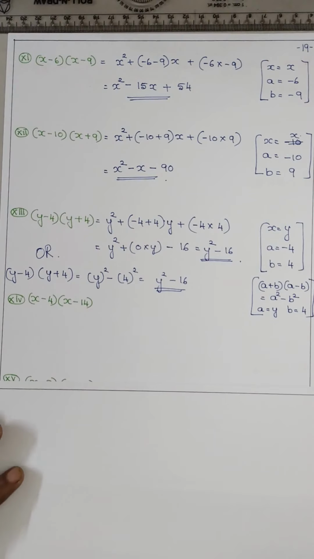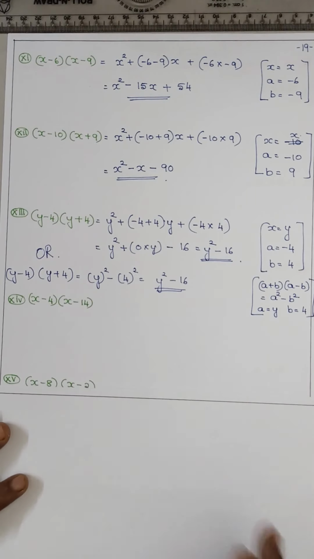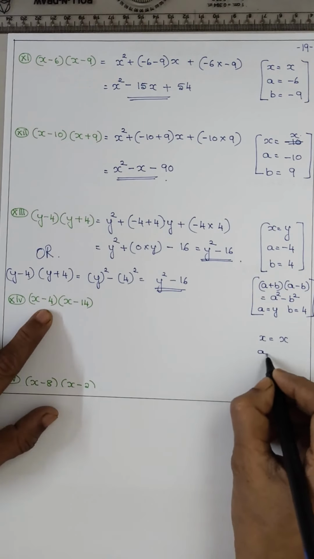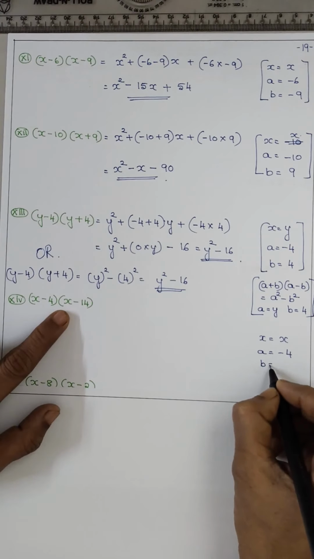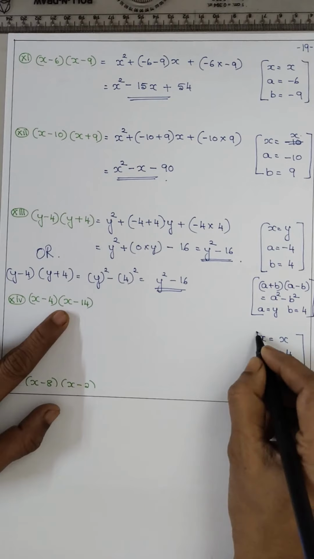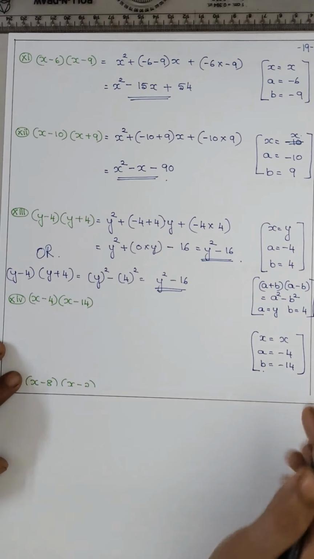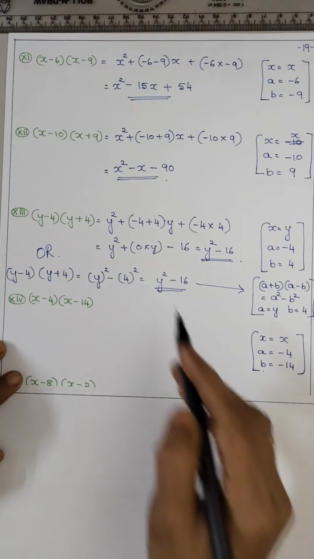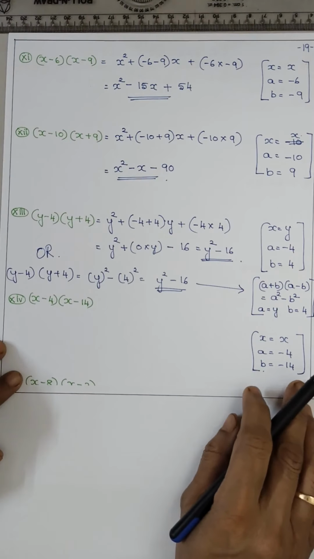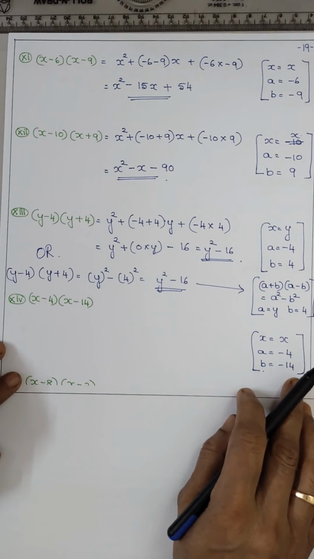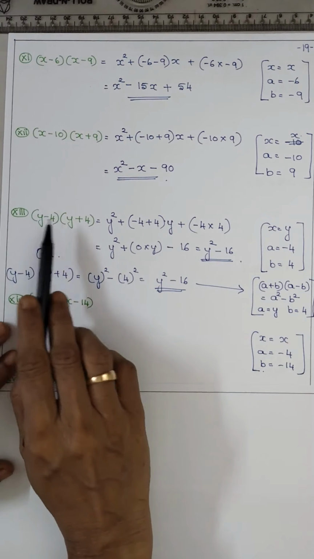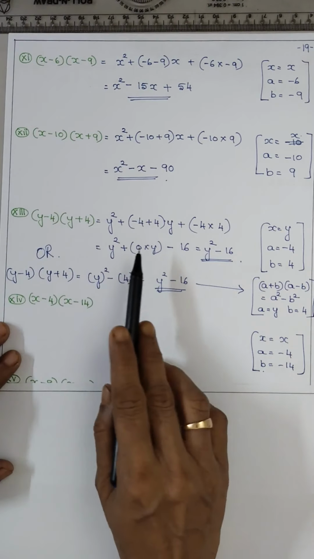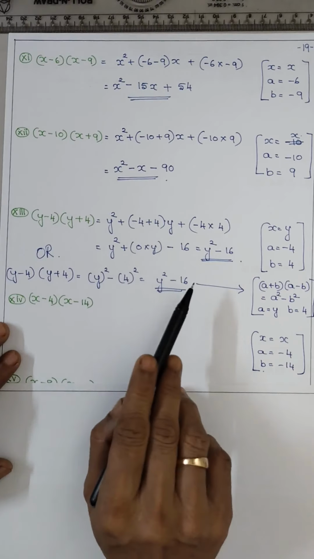Now coming to the 14th sum. It is x is equal to x, a is equal to minus 4, b is equal to minus 14. Are you understanding? See, only in this sum we are having this type of confusion. Remember, first term is same, second term number is same but the sign is different, so you can do it by this method also.